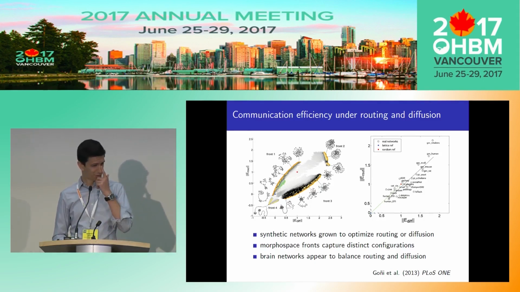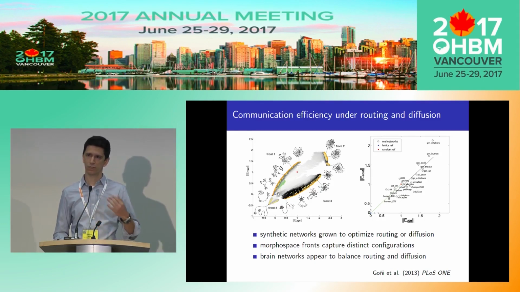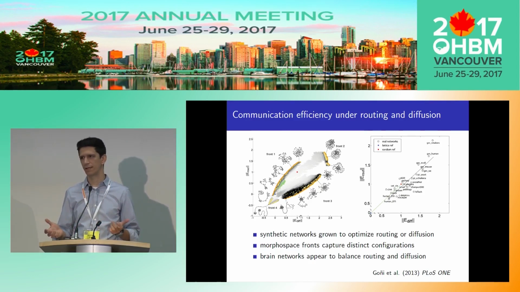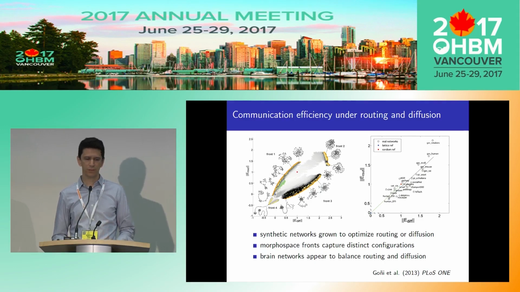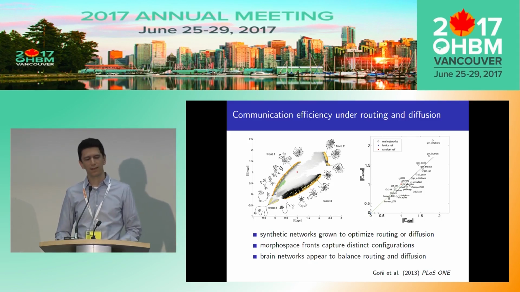So what the authors did here was to grow a series of synthetic networks that optimized either routing efficiency, so efficiency by shortest path communication, or diffusion efficiency. And when you do that, you end up with what's called a morphospace, so the space of all possible network configurations under these constraints. And what you end up getting are a series of fronts, so frontiers of what sort of configurations are possible, and each one of these fronts is occupied by configurations that have some particular property.